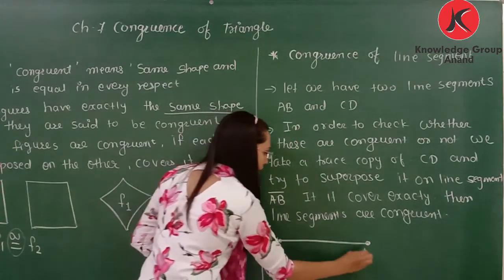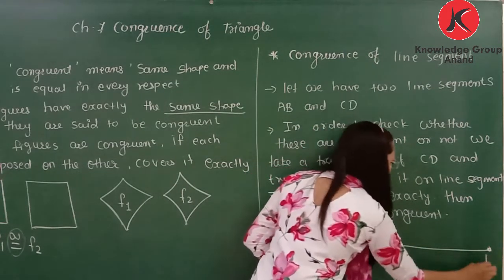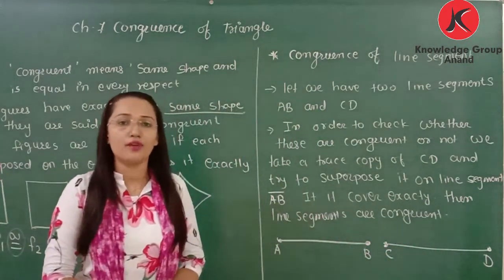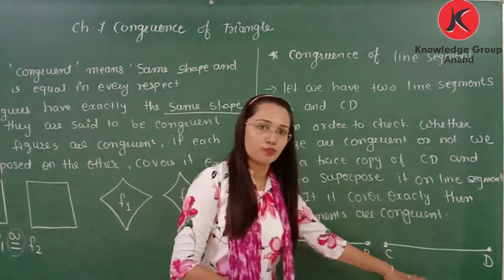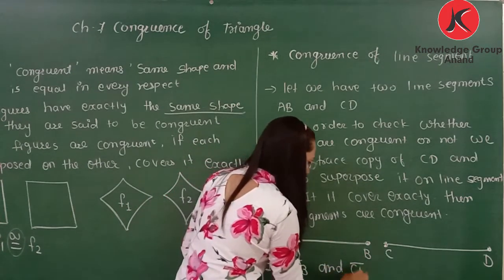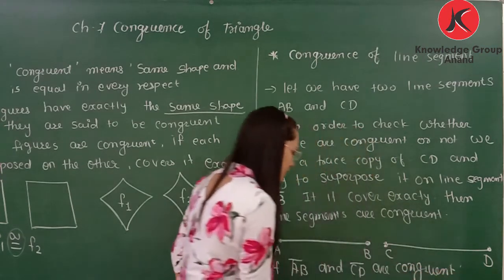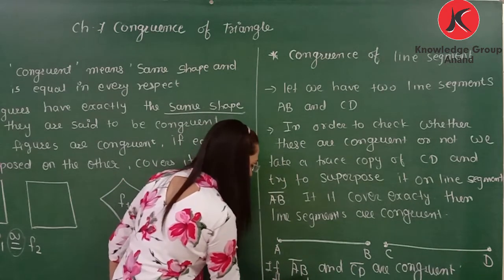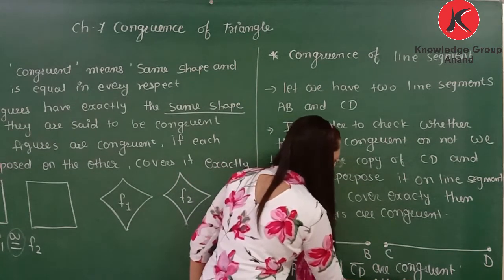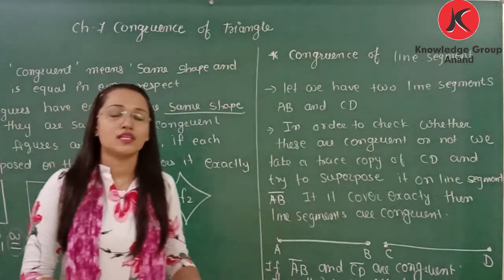Now if we have line segment AB and line segment CD, and if they are congruent, then their lengths are also the same. And if the lengths are the same, then you can say they are congruent objects.